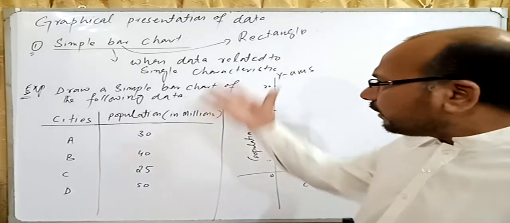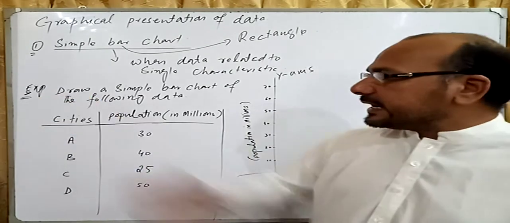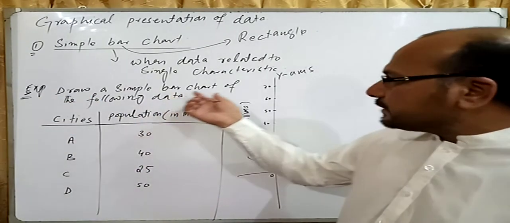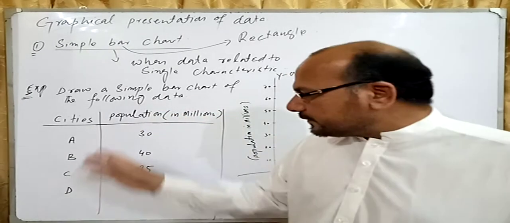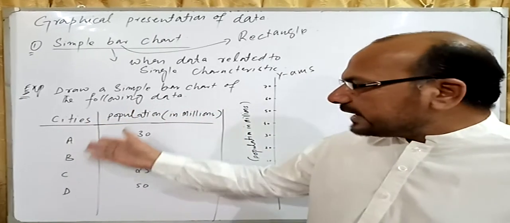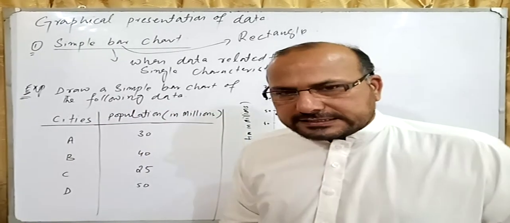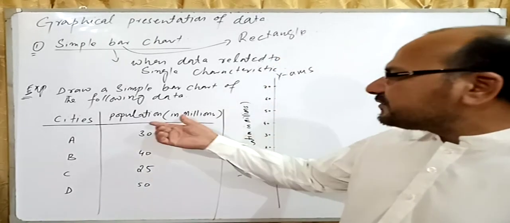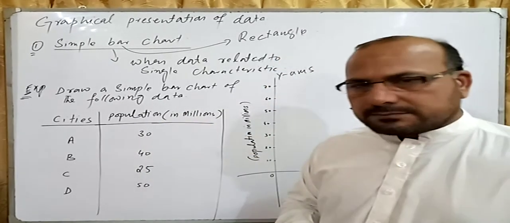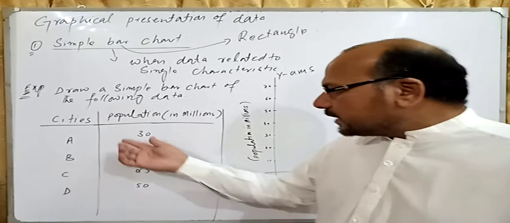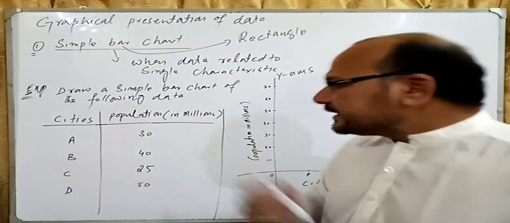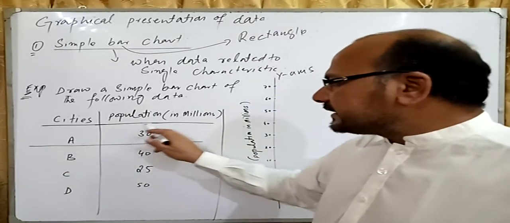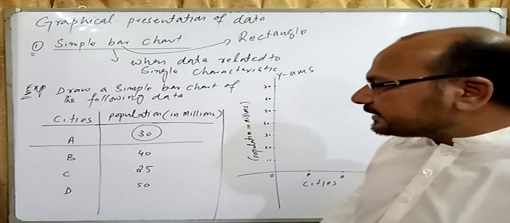For example, here we have an example. Draw a simple bar chart of the following data which is related to the population of 4 cities. Suppose we have 4 cities A, B, C, D. These are the cities. And we have population in millions. So some figures, some values are given for each city having its own frequency. This population is basically representing what?